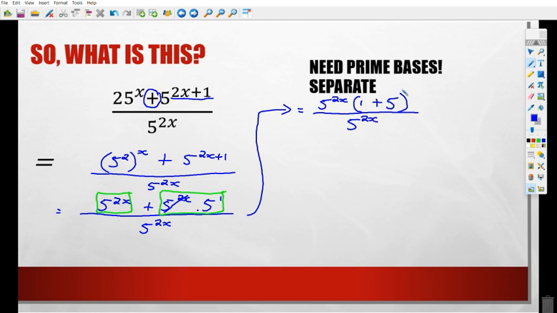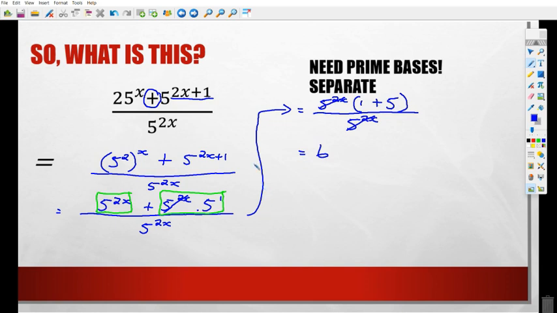Right, now how many terms do I have at the top? I've got 1 term. If you don't know that that's 1 term, go watch my previous videos. And how many terms do I have at the bottom? 1 term. So can I cancel things that look exactly the same? Of course I can. Is there anything here that looks exactly the same? Yes, the 5 to the 2x's look exactly the same, so I can cancel those out. They divide and they give you 1. And what is 1 plus 5? 6. So easy peasy.